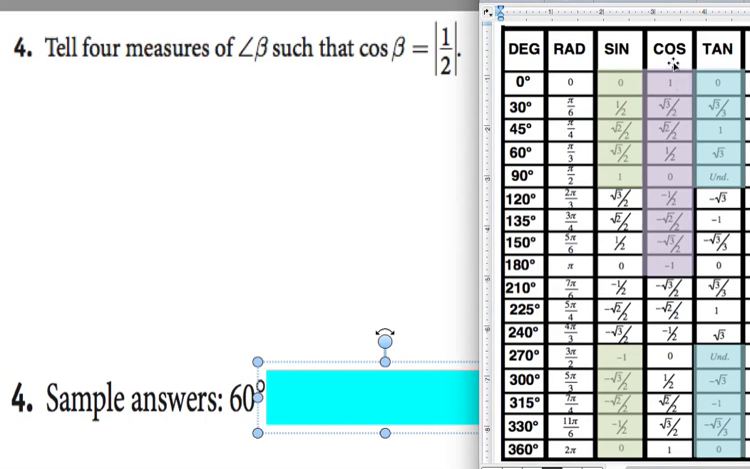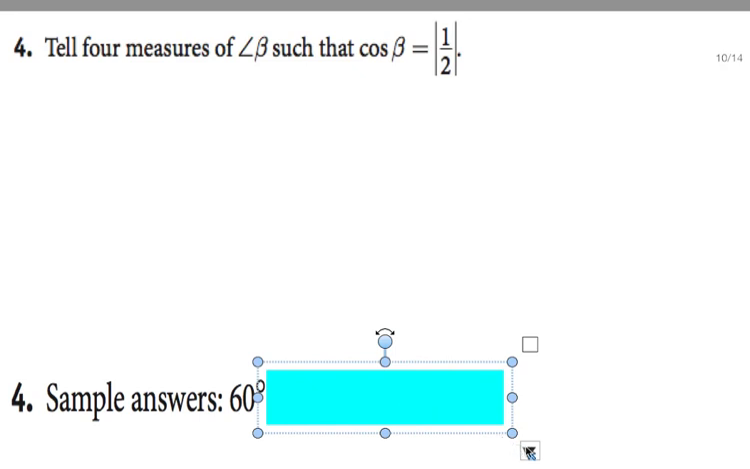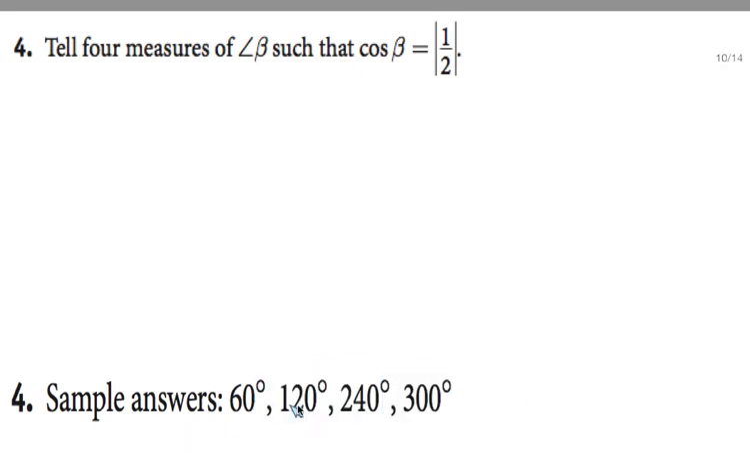Okay, so we have cosine, and we're looking for either negative or positive 1/2. So we have a 1/2 here in the cosine column, which is 60 degrees. Keep on going down, you have a negative 1/2 here at 120 degrees. You can keep on going down, another negative 1/2 at 240 degrees, and then a 1/2 here at 300 degrees. So if we look, these are just sample answers. Those are the ones that you get from your trig table. Now, are there more? Yes, of course. You can do negative angles, positive angles. You could do radians. There's an infinite possible solutions with that one.